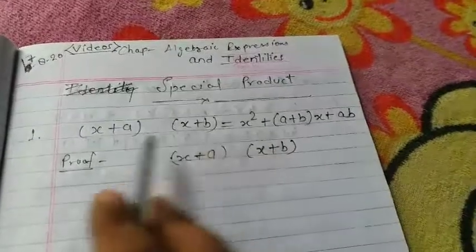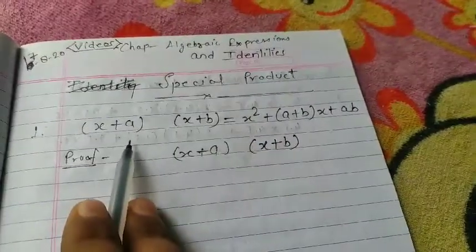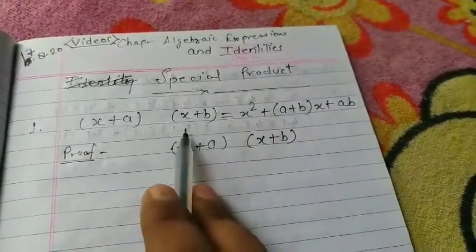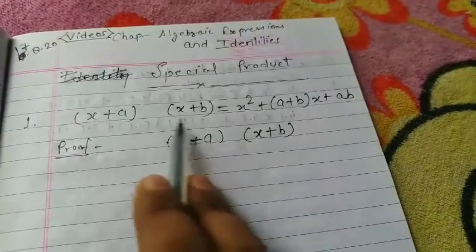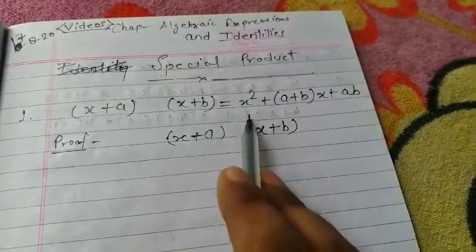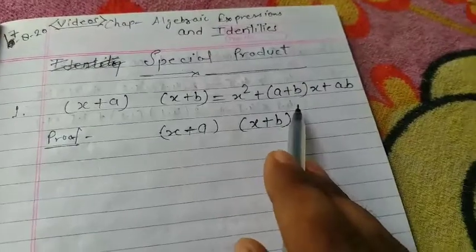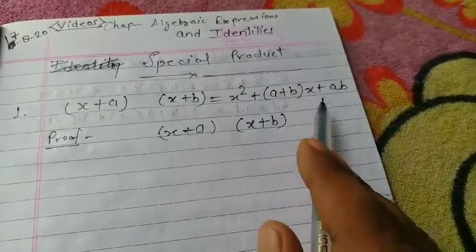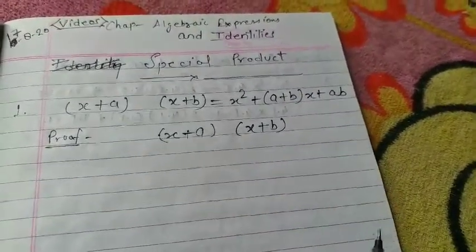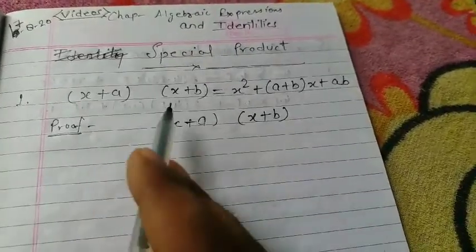The special product is (x + a)(x + b). After multiplying we get x² + (a + b)x + ab. Now I am going to prove the given special product.